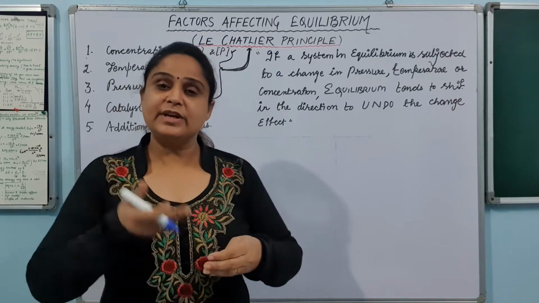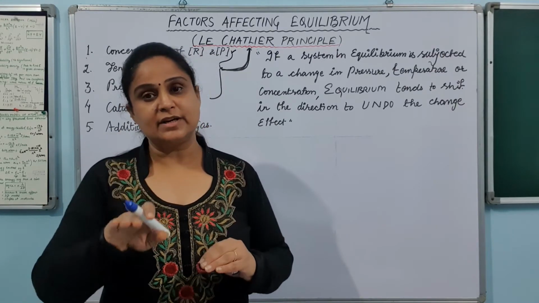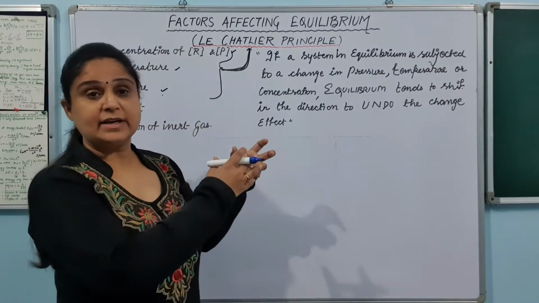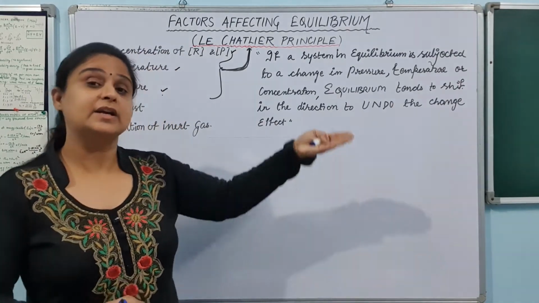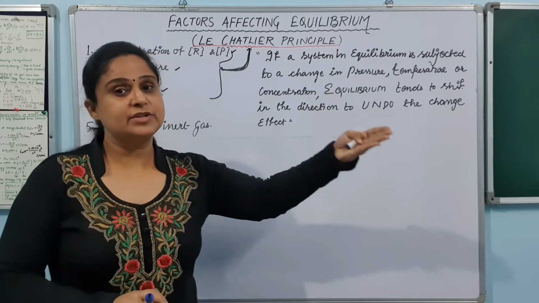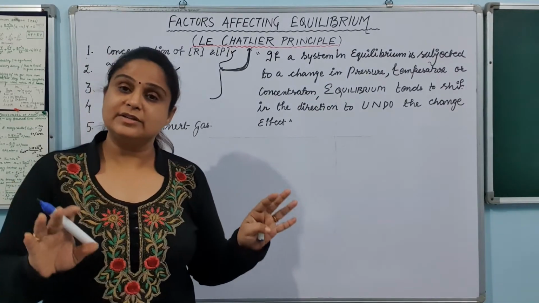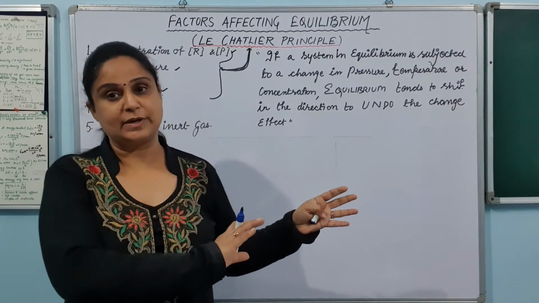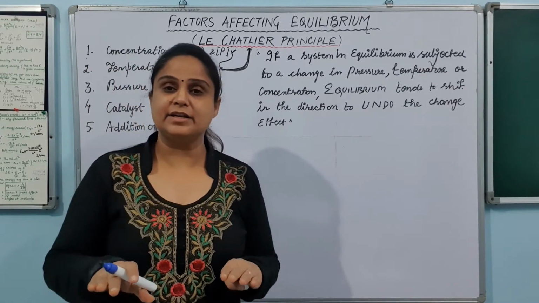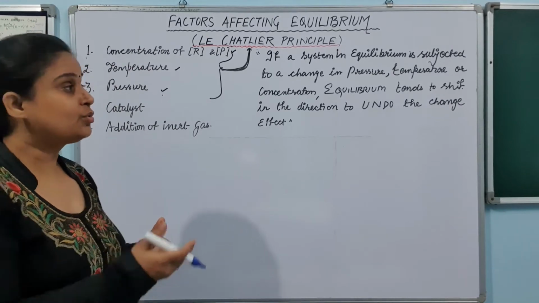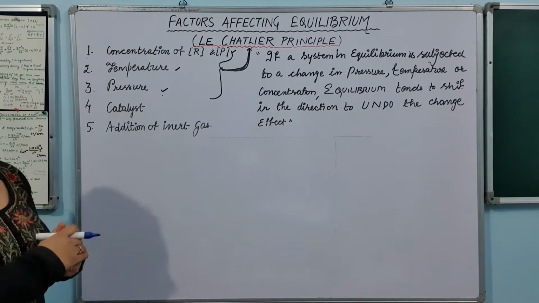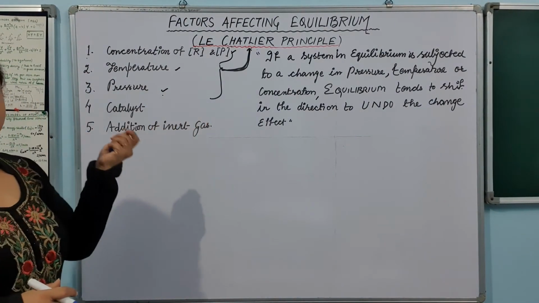So if you are increasing pressure, it will start decreasing it. If you are adding more reactant, it will shift them to the product side because it does not want more reactant. If you are adding more product, it will shift to the backward side so that it will not have that much amount of product. So it will try to exist in the same condition as before. Hence, it will try to undo the changes you made in it. We will understand the different types of effects one by one.